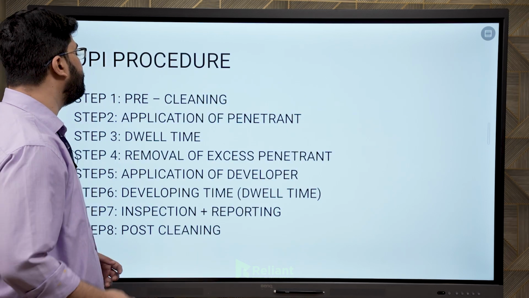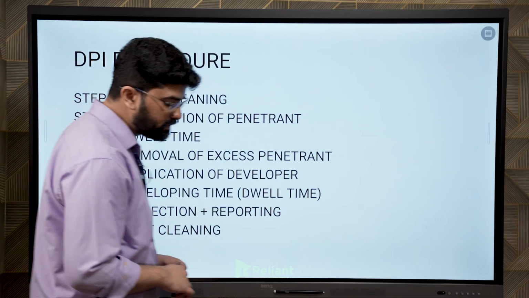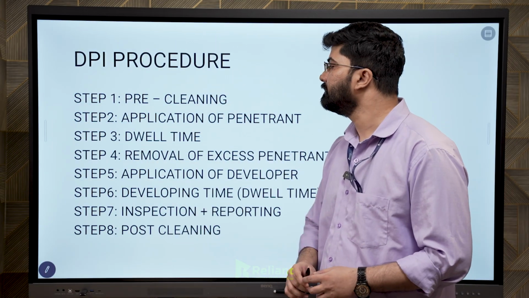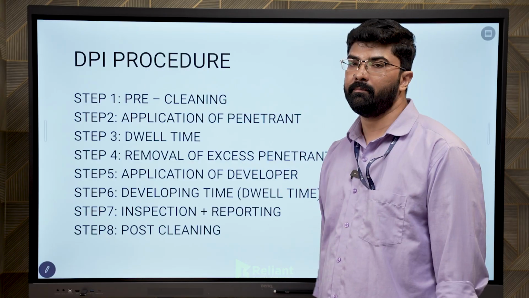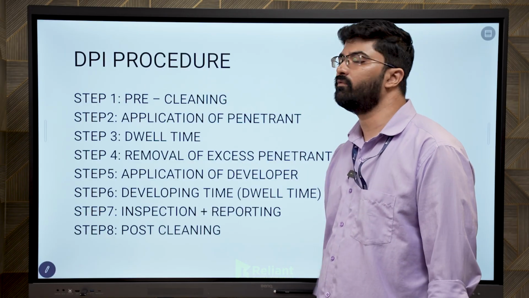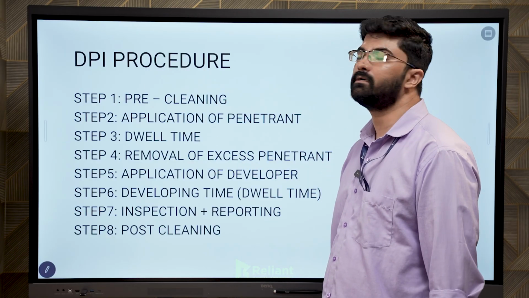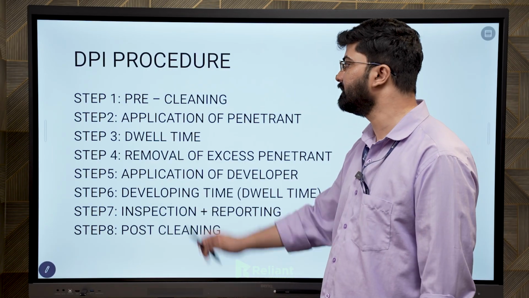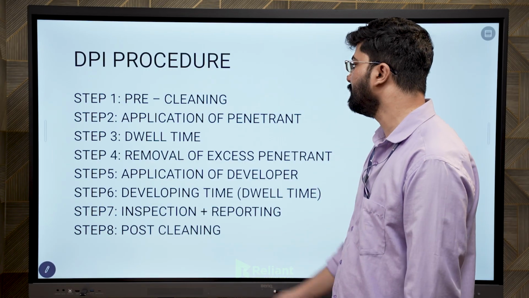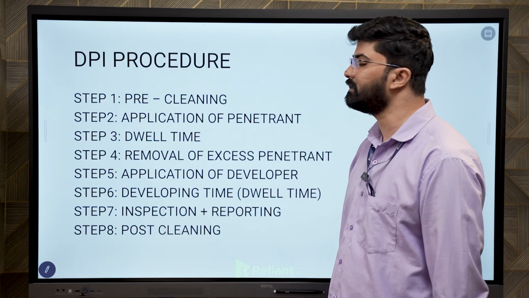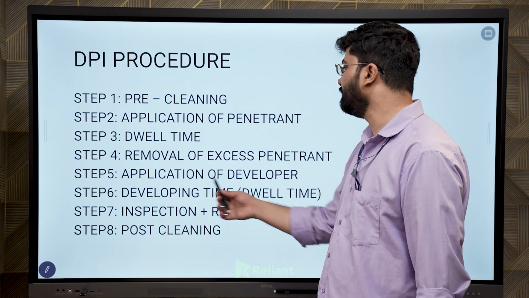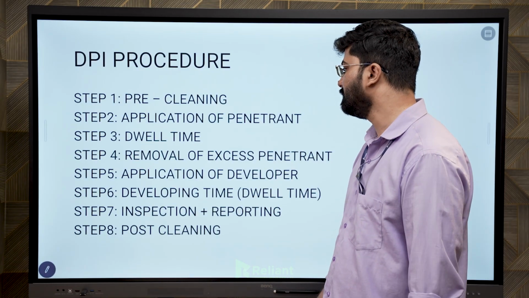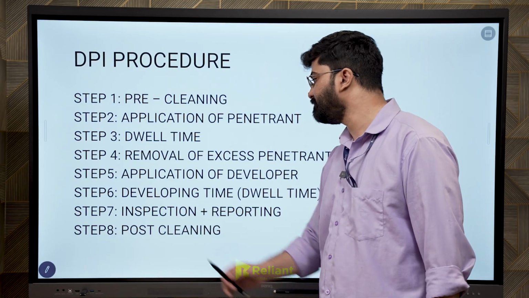Then the DPI, dye penetrant inspection procedure. The first thing is pre-cleaning, then we have to apply the penetrant, then we have to wait until the penetrant penetrates. Practically 5 to 10 minutes, we call it the dwell time or dwell period. Then removal of excess penetrant from the surface, then we apply developer, then it takes time to develop the indication, then we have to do the inspection.